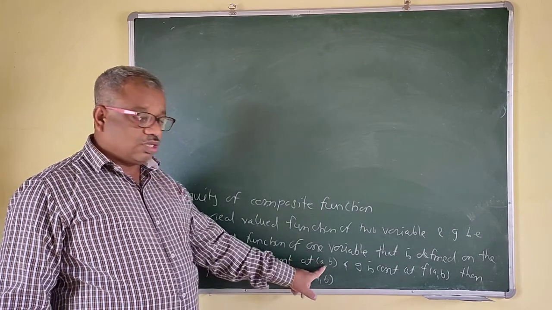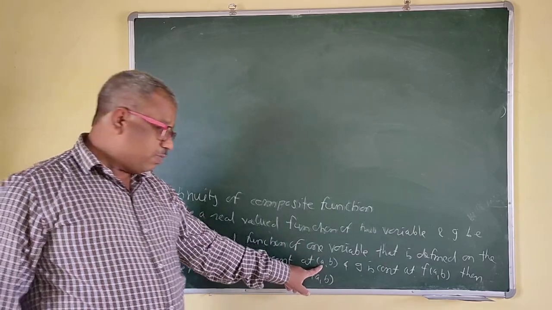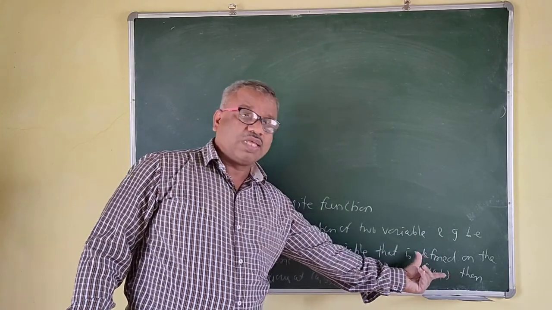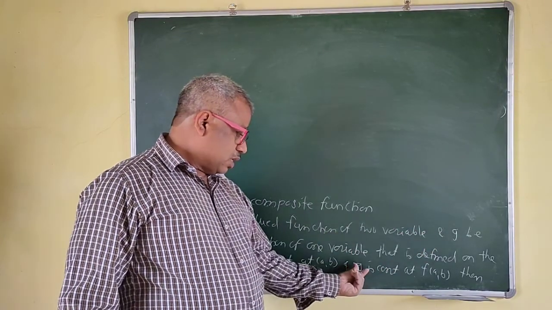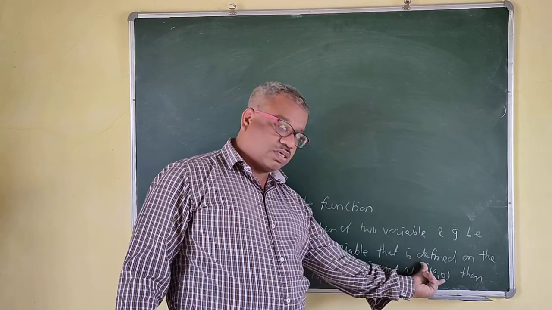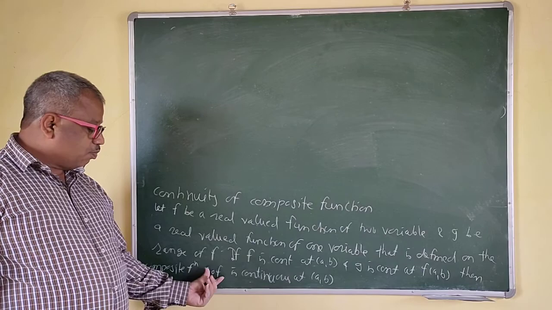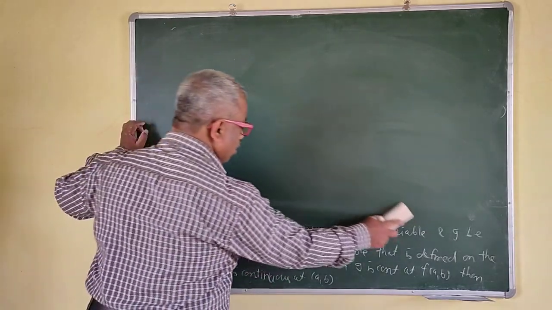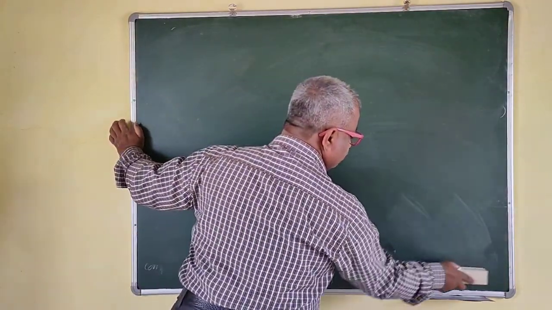If f is continuous at (a, b), because f is a two variable function, and g is a one variable function that is continuous at f of (a, b), where f of (a, b) is a real number because f is a real valued function, then the composite function g compose f is also continuous at (a, b). So the composite of continuous functions is also continuous.